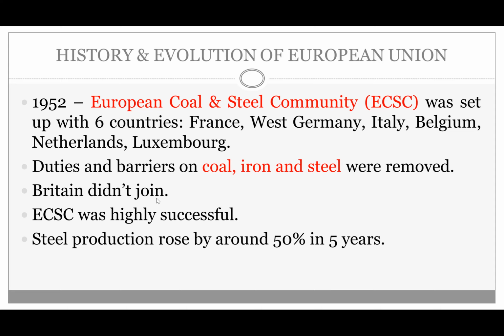But what happened? ECSC became highly successful. It became very successful after its creation in 1952, and steel production rose by around 50% in 5 years. So whenever trade barriers are reduced among any countries, trade is going to increase. Prices are going to get down. So people are going to buy more things. Manufacturing is going to increase. Jobs are going to increase. So economically, it is a very prudent, very wise decision.